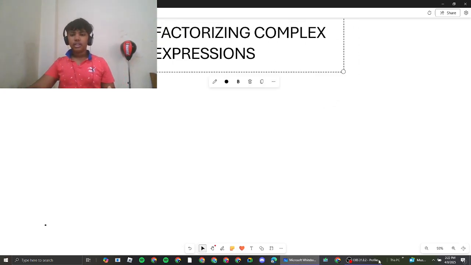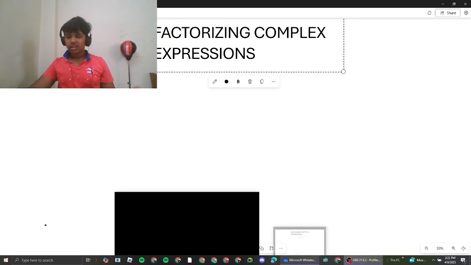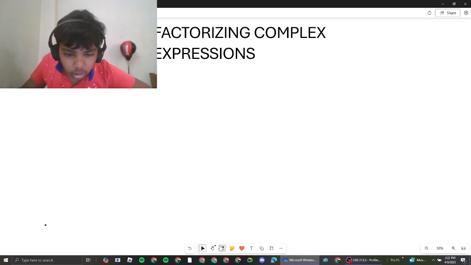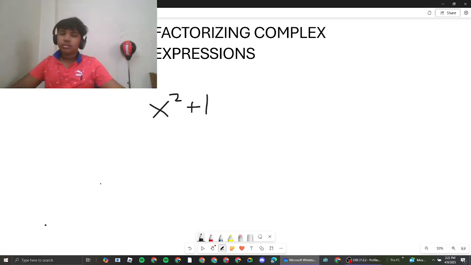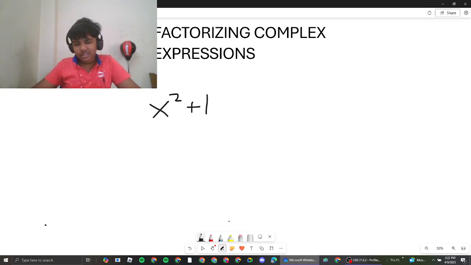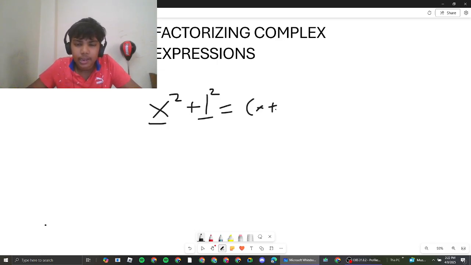So suppose you have to factor something like, like last time, x squared plus 1. Okay, we know that this has no real factorization, but we can factorize this. I'm just doing a recap. So this would be x plus i times x minus i.